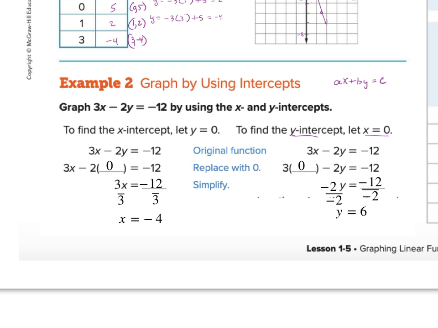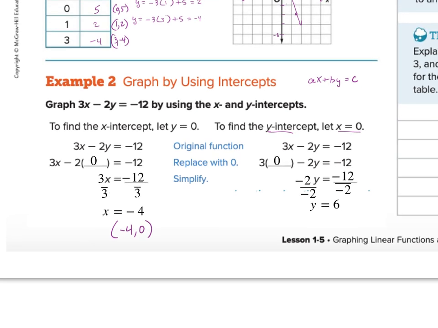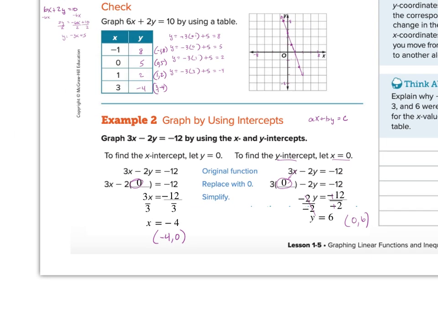So that would be the ordered pair negative 4, 0 is my x-intercept. And then the y-intercept: when we plug 0 in for x right here, this becomes 0, this becomes 0. Negative 2y equals negative 12, divide both sides by negative 2, and that becomes a 6. So the ordered pair is going to be 0, 6. So that is how to find my intercepts real quickly using standard form.